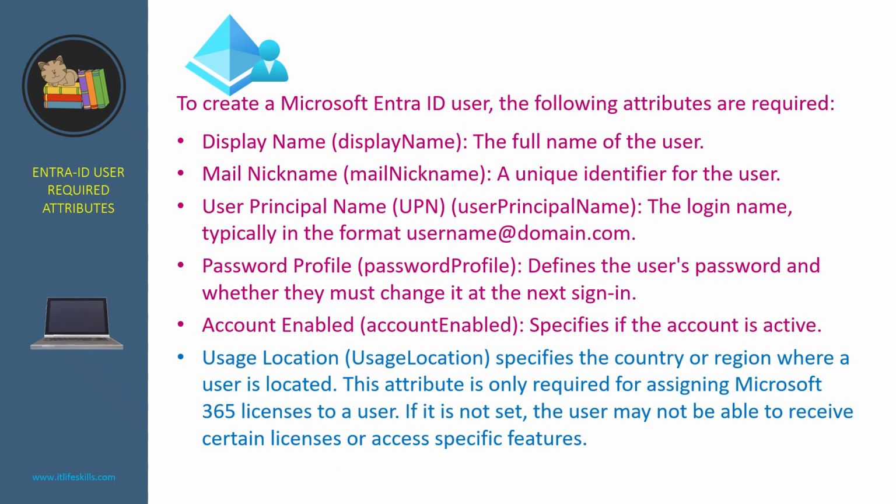Account enabled specifies if the account is active. User's location specifies the country or region where the user is located. This attribute is only required for assigning Microsoft 365 licenses to a user. If it is not set, the user may not be able to receive certain licenses or access specific features.